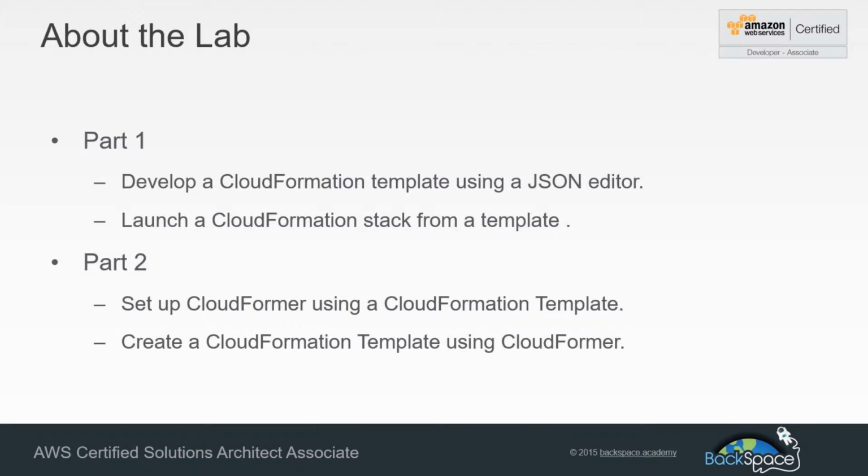In the first part of this lab, we're going to look at developing a CloudFormation template. Now, this is essentially a JSON file, and we're going to use a JSON editor to create that CloudFormation template. We're going to do this so that we can visually see what is going on with the CloudFormation JSON file, and also so that we can create good quality JSON without any errors.